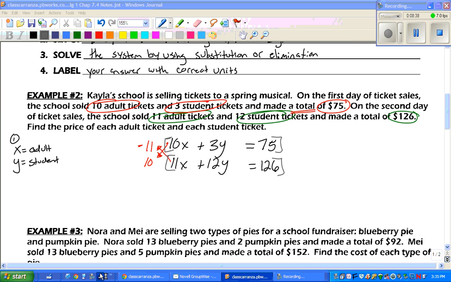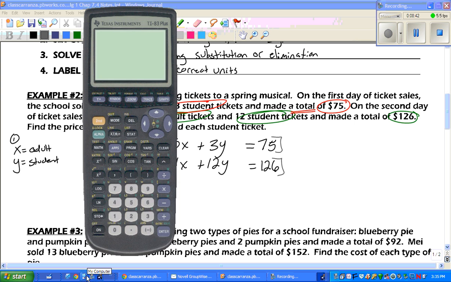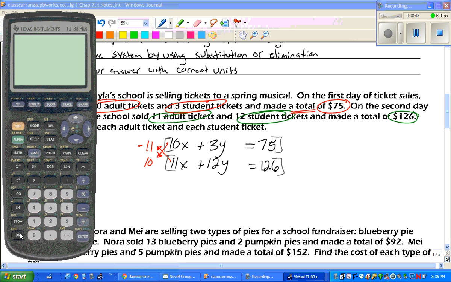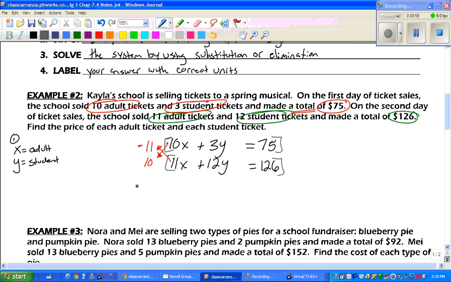Okay, and just to help out, I want to make sure I don't get any wrong numbers. I'm putting my calculator up. All right, we have to do 11 times 10. So 11 up, and that's negative 11 times 10. So negative 110.